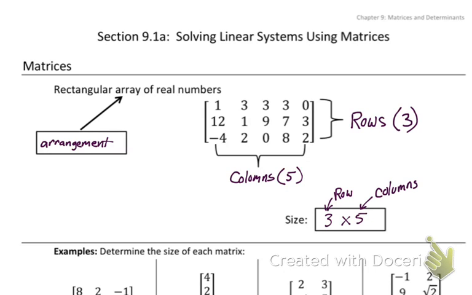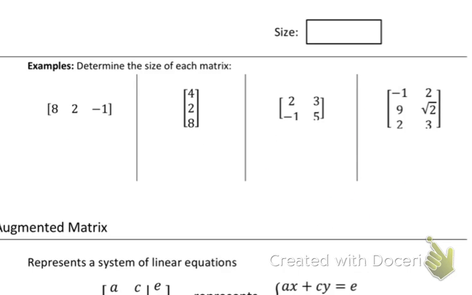Okay, so we have rows and we have columns. We're supposed to determine the size of each of these matrices. Who wants to tell me the size of that first matrix? Yeah, Chris. 1 by 3. It is 1 by 3. We have 1 row and we have 3 columns.